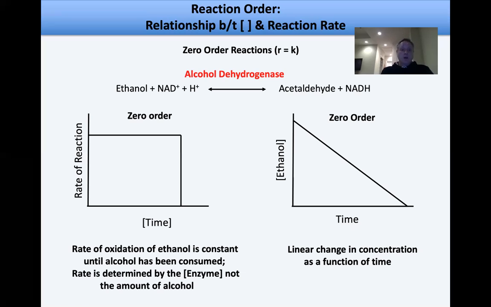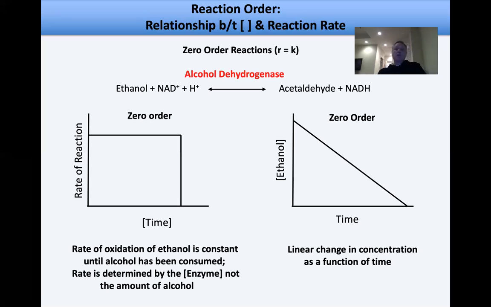So if you take a look at the rate of oxidation of ethanol, what happens is that the reaction rate doesn't change as a function of time until you're completely depleted of the ethanol. And then what you see is you fall off the cliff here. And so the rate of oxidation is not determined by the concentration of ethanol. It's actually primarily determined by how much enzyme you have available in your liver.